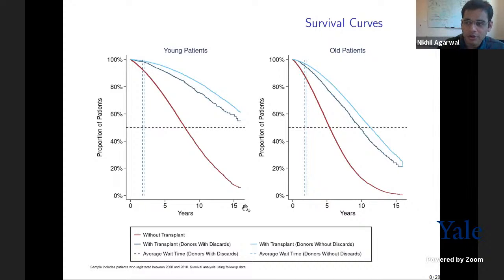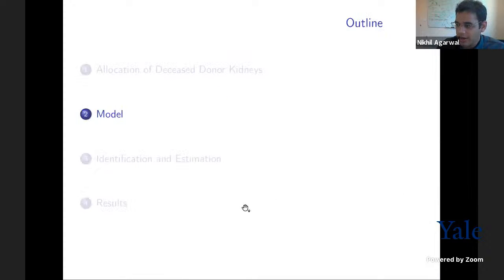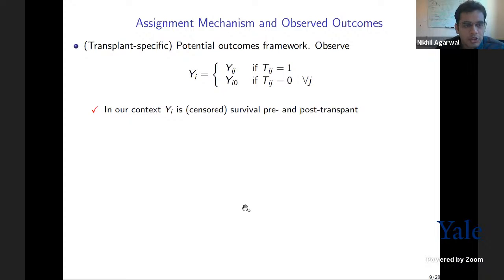So what we're going to try to do in this paper is to get causal analogs of this, to try and purge this of selection bias from various sources that we've discussed already. So this is where our model comes in. So we're going to have a transplant-specific potential outcomes framework, if you're familiar with the potential outcomes framework.